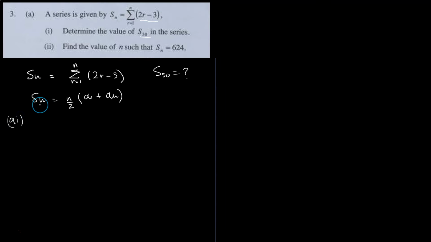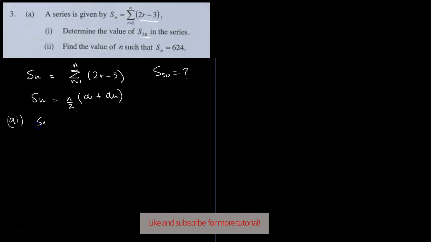Right, I've written down the formula here. The sum of a series is given as equal to n over 2 bracket a1, as in the first term, plus an. In this case, that's going to be a50. So let's write that down. S50 is going to be equal to n, which is 50, over 2, and then a1 plus a50. So we need to find these two items. How can we get those two?